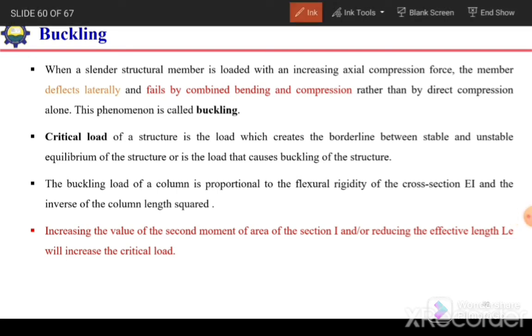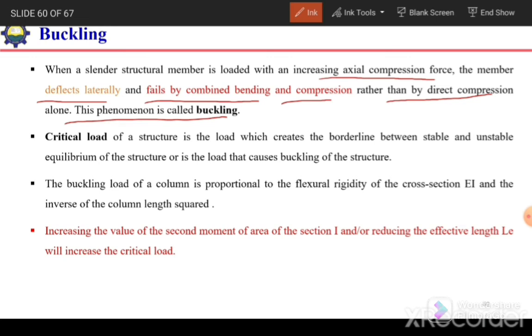The last concept is buckling. When a standard structural member is loaded with an increasing axial compression force, the member deflects laterally and fails by combined bending and compression rather than direct compression. This phenomenon is termed buckling. Under the application of axial compressive load, theoretically it should fail in compression. But if the length of the member is sufficiently large, then as we go on increasing the load, at one point the structural member will bend in the lateral direction and fail by the combined action of bending as well as compression.